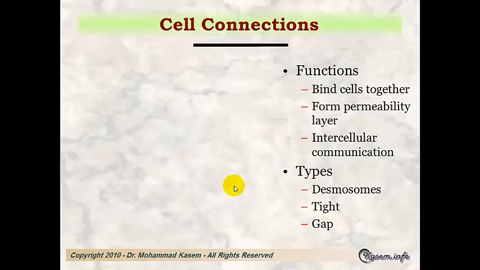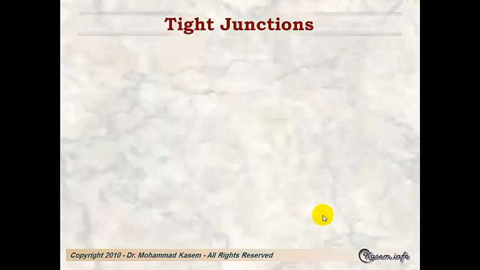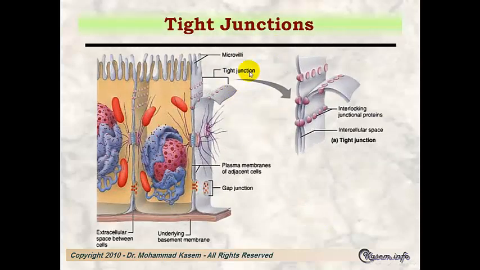Now let's talk about the cell connections, the compound structures that bind two cells of the epithelium together. The function of this connection: they bind cells together, they form a permeability layer, they form intercellular communication channels. The types of these connections are desmosomes, tight junctions, or gap junctions. We'll explore them now.